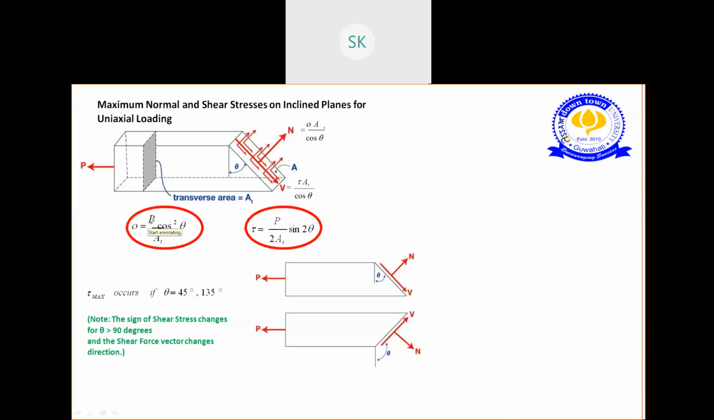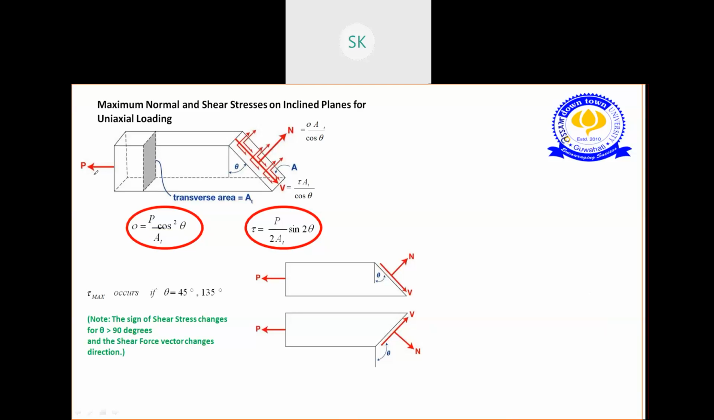So we got sigma is equal to P cos square theta by A0, and tau equals to P sin 2 theta by twice A0. So what was our aim? To find the normal stress, maximum normal stress and shear stress. We got the value of normal stress and shear stress due to external loading.